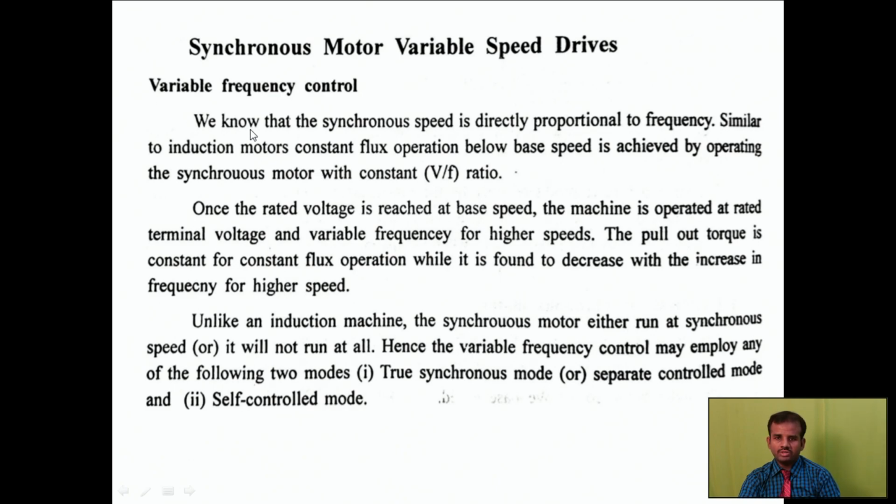We know that synchronous speed is directly proportional to the frequency. Similar to the induction motor, constant flux operation below the base speed is achieved by operating the synchronous speed with a constant V/F ratio, that is, voltage by frequency ratio. Once the rated voltage is reached at the base speed, the machine is operated at rated terminal voltage and variable frequency for higher speeds. The pull-out torque, which is constant for constant flux operation, decreases with the increase in frequency for higher speed.